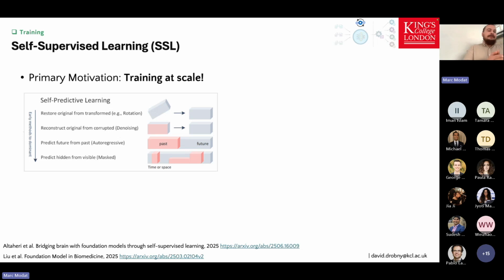Or for sequential data, we can do an autoregressive training where, based on a current data point, we are trying to predict the next data point. Or one approach that has proved very effective is mask training, where we take parts of our data, be it in space or in time, that we mask out, and then we train the model to predict the missing pieces.